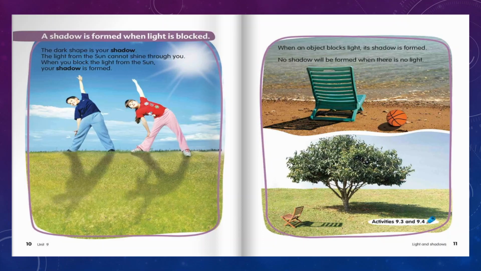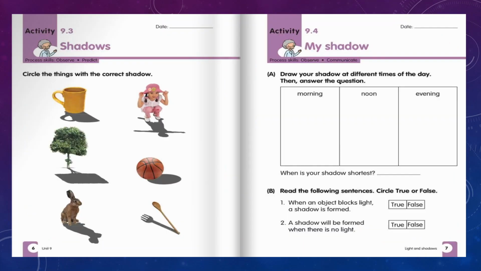Now let's go to the activity book. Now you have to do activity 9.3, in which you have to look at the pictures and circle the things with the correct shadow. Pay attention. The object and the shadow can be different. So the correct answers should be the cup, the basketball, and of course the rabbit.